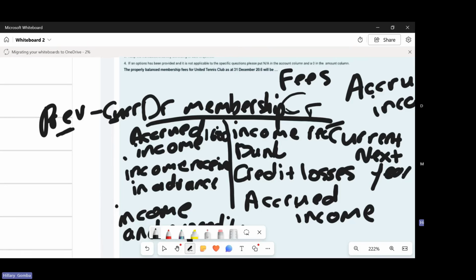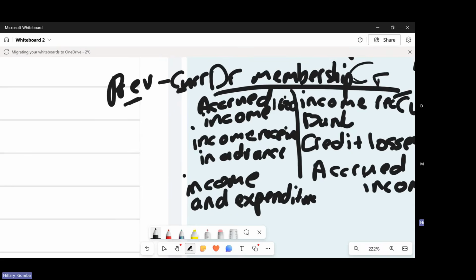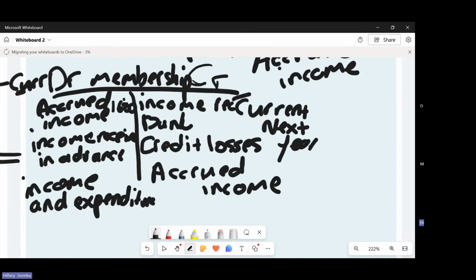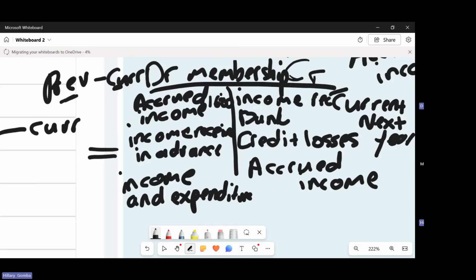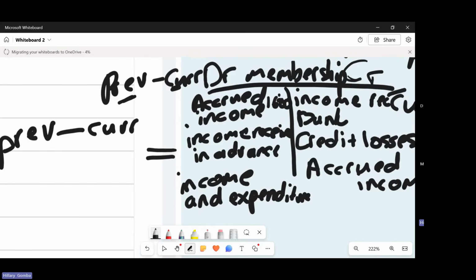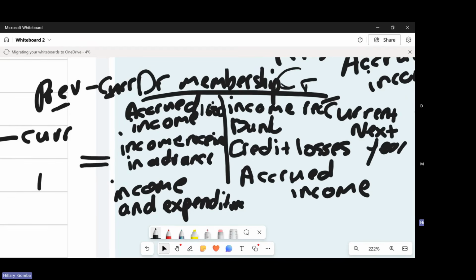Okay, let me clarify on this one. The income received in advance on the debit side will be someone who paid in the previous year, paying in advance for the current year. And on the credit side of income received in advance, it will be the current year, someone who's paying for the next year. For example, if we're in 2025 and someone from last year paid in advance for this year, it goes on the debit side. And if we are in 2025 and someone pays in advance for next year, it becomes a credit side.